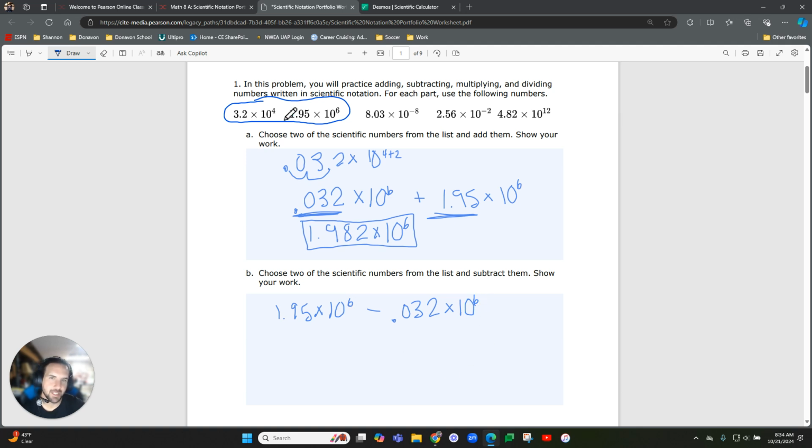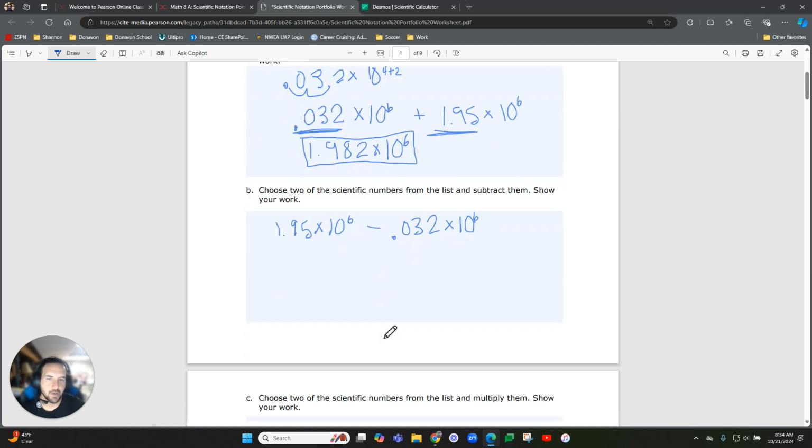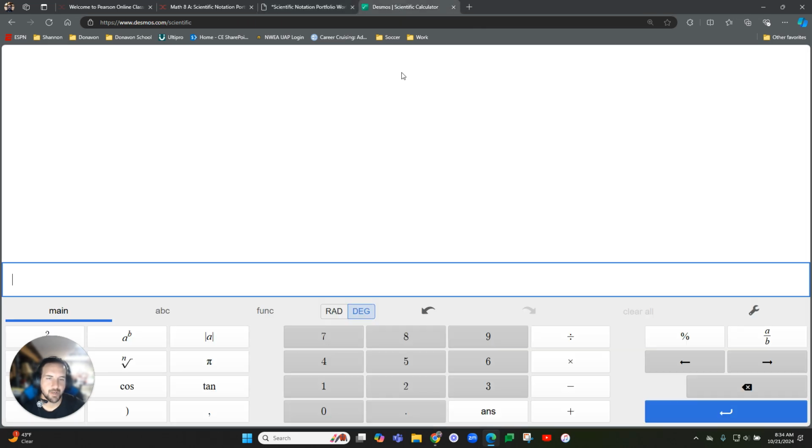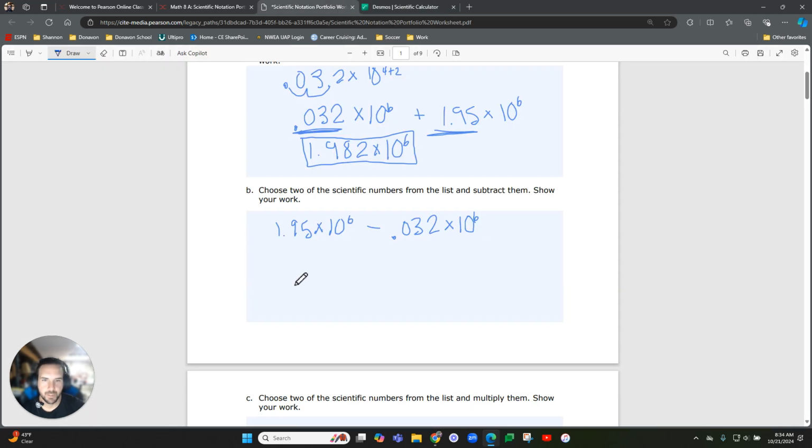Okay, so remember, that's technically this number. It's just I've converted it to 10 to the 6th. Okay, so now I need to subtract these. So that is going to be 1.95 minus 1.9. Gotta move this out of the way. 1.95 minus 0.032 is 1.918. So 1.918 times 10 to the 6th power. And that's it for that one.